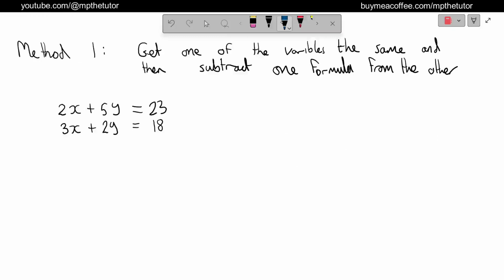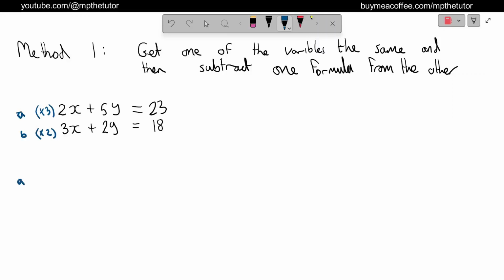So let's look at this first method, to get one of the variables to be the same and then subtract one formula from another. Well, what that means is basically we look at our variables. We've got 2x and 5y, 3x and 2y. And what we need to do is basically make one of them the same. Now, typically we might make x the same, and we can do that basically by multiplying the first one by 3 and then multiplying the second one by 2. So I'm going to call this A and this B.